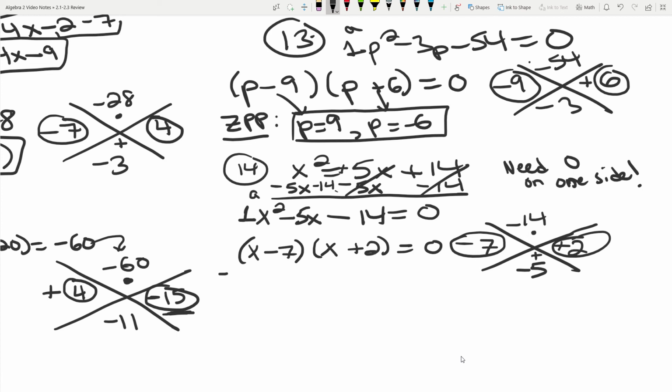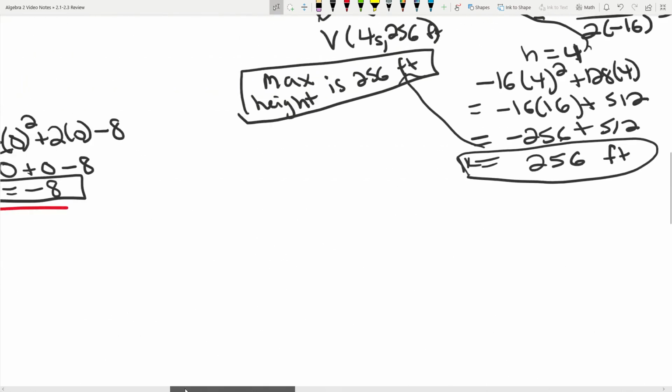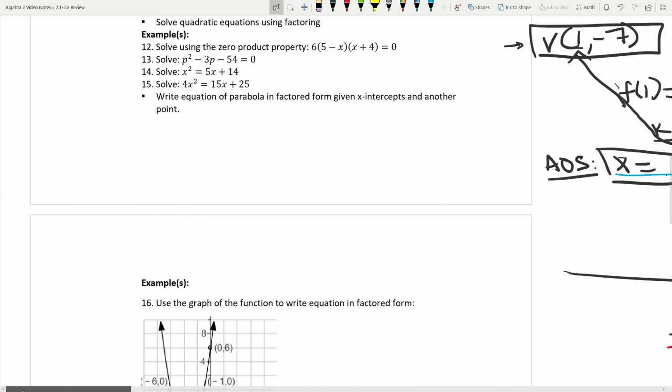All right, next use the ZPP. So we're going to set this equal to 0, so x has to be 7. What makes that 0? Well, x has to be negative 2. Negative 2 plus 2 is 0. All right, so that's number 14. Number 15, 4x squared equals 15x plus 25.